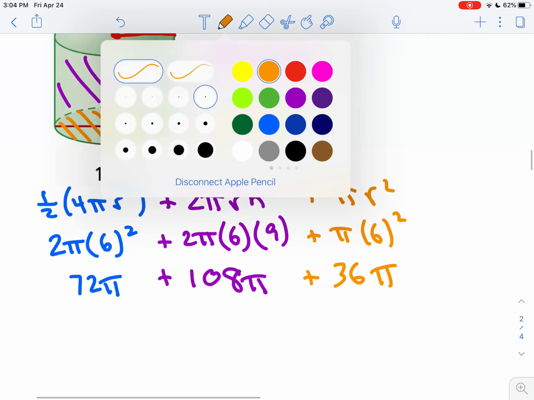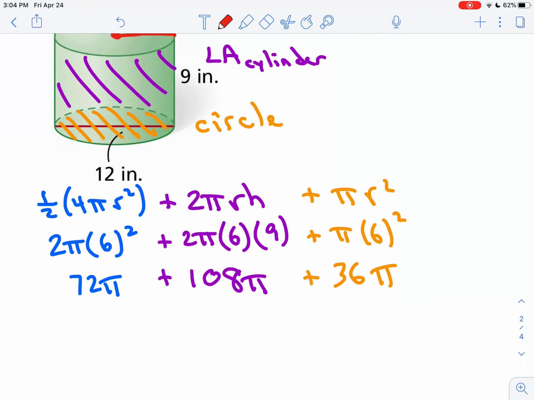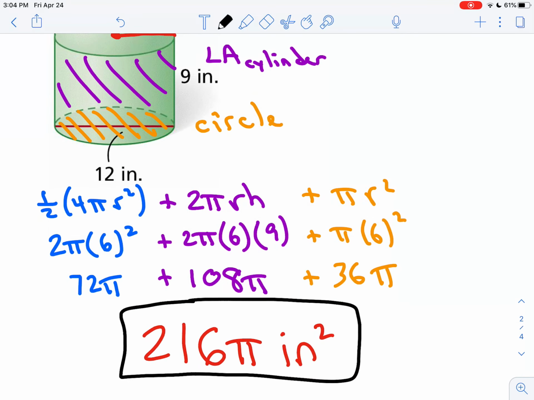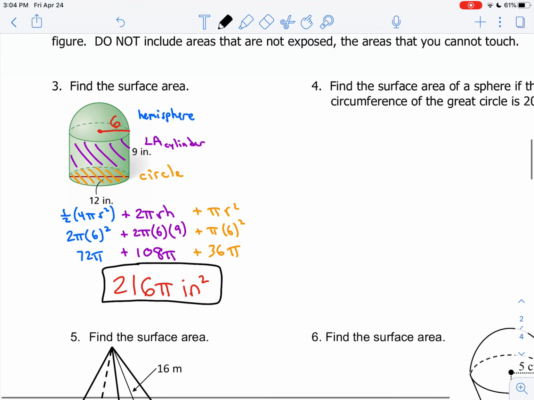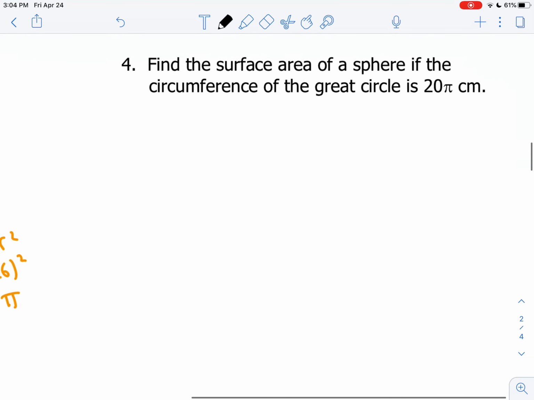Let's go back to red. So our total surface area is 216 pi. And this is area, so that's inches squared. And yes, we could turn that to a decimal. I don't really feel like pressing buttons on my calculator, and I love 216 pi. Whew, all right, catch my breath.